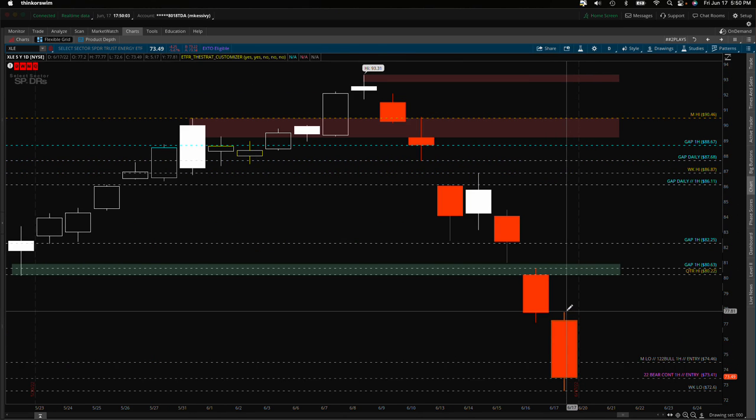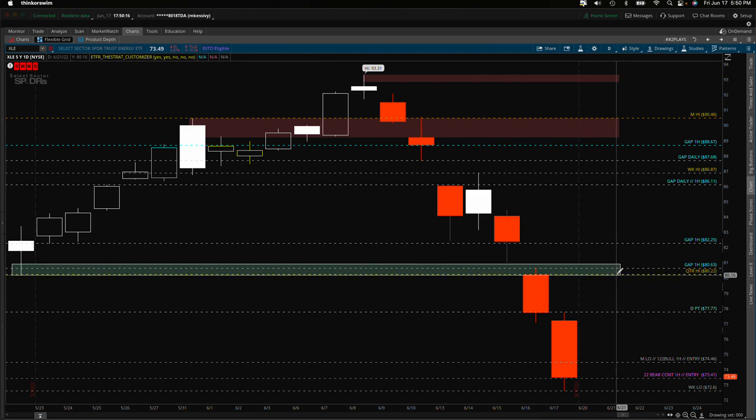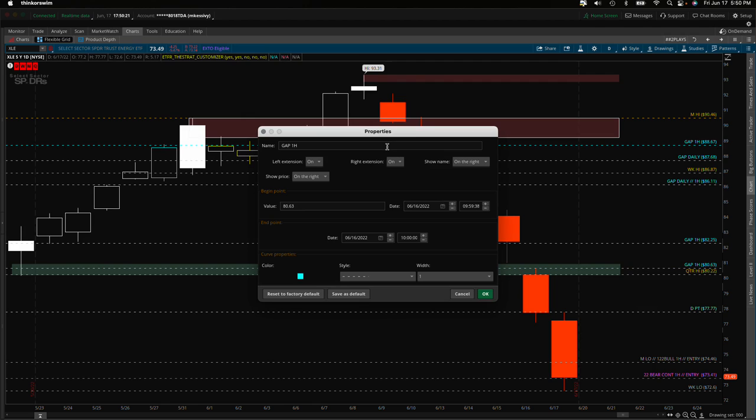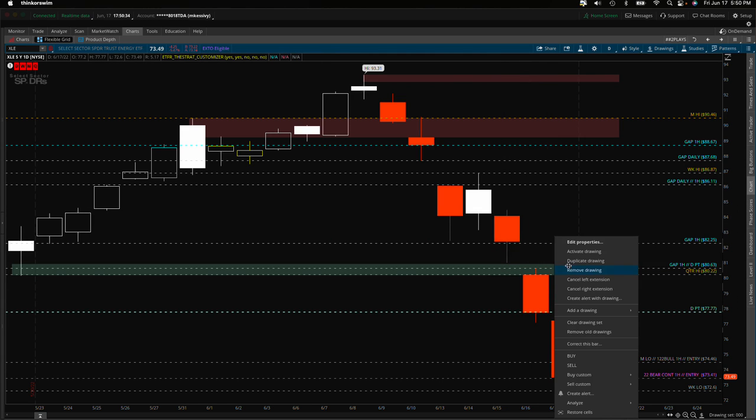To the upside, if we happen to go bullish next week, this is a possible price target for bullish activity. And then our next price target will be at this gap 1H level. So we have two price targets, 77 and 80, and then we'll also get this one. So we'll just duplicate.